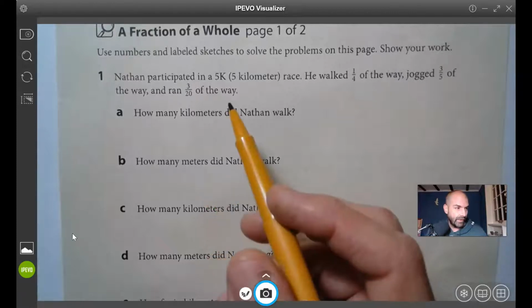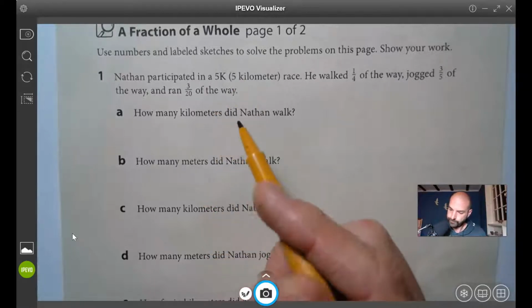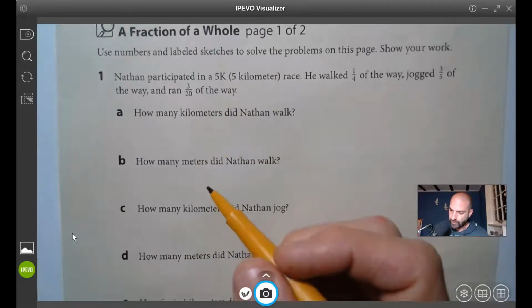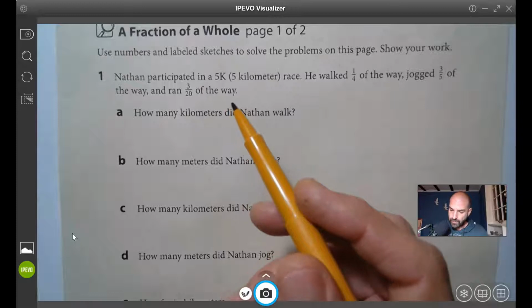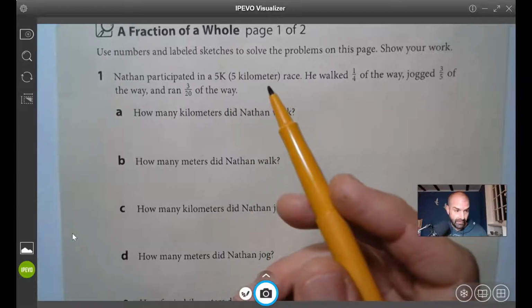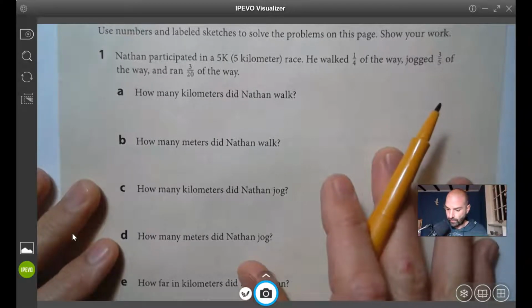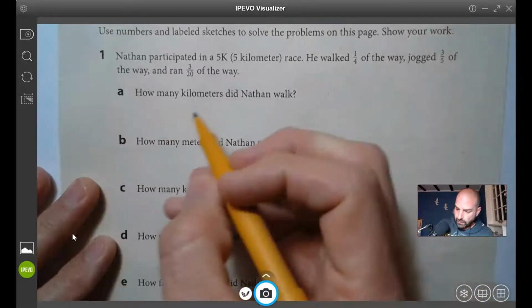All right, so this is a fraction of a whole. It wants us to use numbers and labeled sketches to solve the problems on this page to show your work. So Nathan participated in a 5K or 5-kilometer race. He walked 1/4 of the way, jogged 3/5 of the way, and ran 3/20 of the way. How many kilometers did Nathan walk?